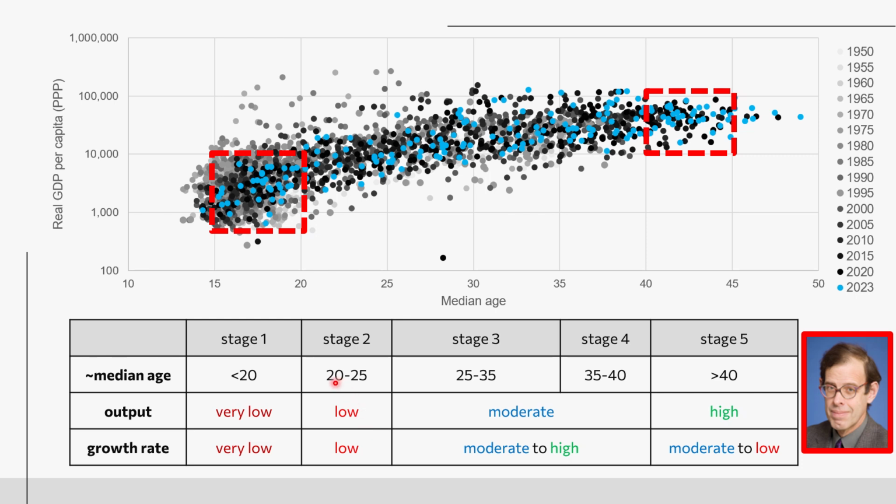You're talking median age of 20 to 25, and you can see here most countries are still in that sort of low output field, but the growth rate and output rate are now not as bad. The magic really happens when you get to stage 3 and stage 4, talking median age from 25 to 40. Your output is now more moderate, and your growth rate is moderate to high.